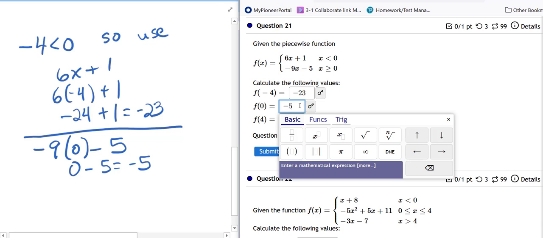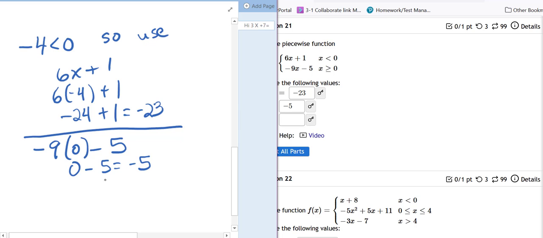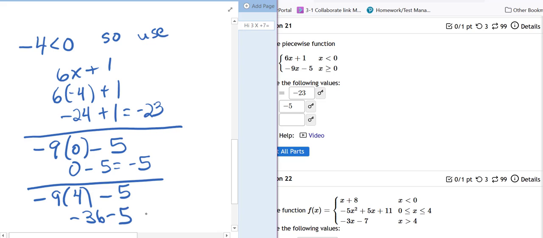So this kind is not hard. It is just watching, being careful to pick the right rule. So f of 4, right? 4 is greater than 0, so you're going to have to use the second rule to plug in. So -9 times 4 minus 5, -36 minus 5 is -41.